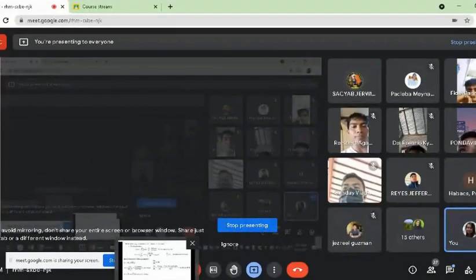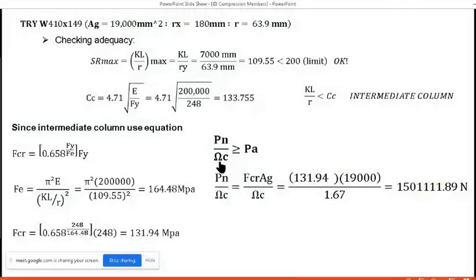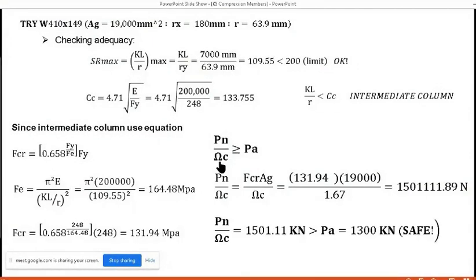Ma'am. So, hindi. Sino yung nagsalita? Si Mr. Sakyab. So, hindi siya mag-fail. Kasi nga, yung ating allowable strength is greater doon sa ating service load. So, our section is safe. Yung ating trial section na 410 by 149. So, safe yung trial section.